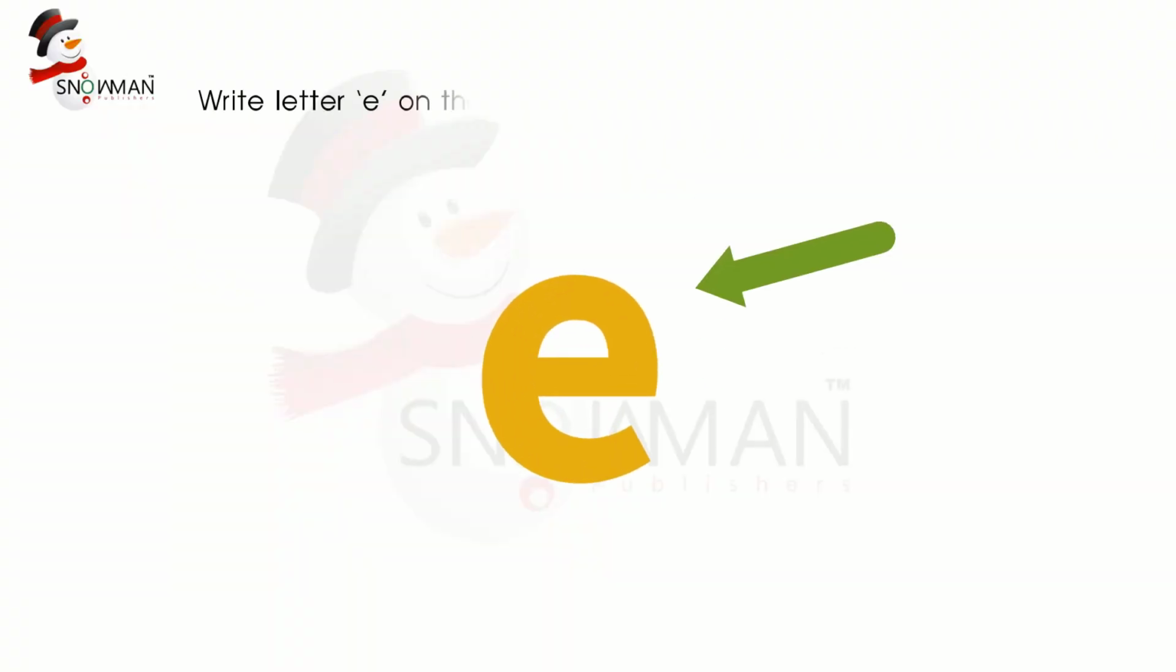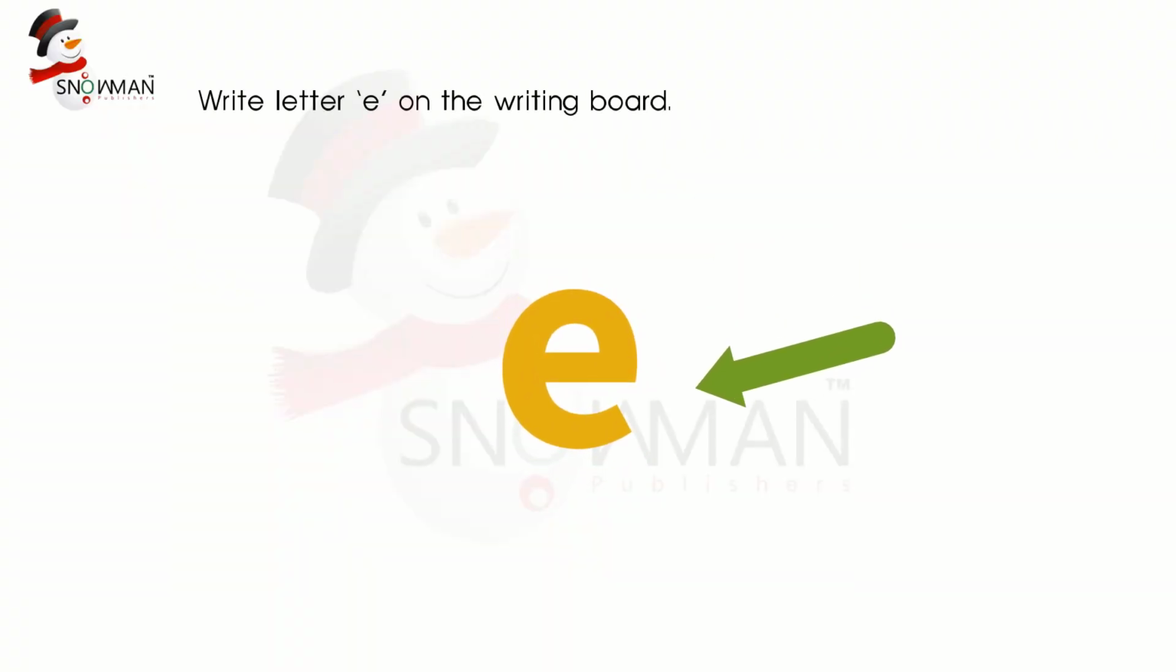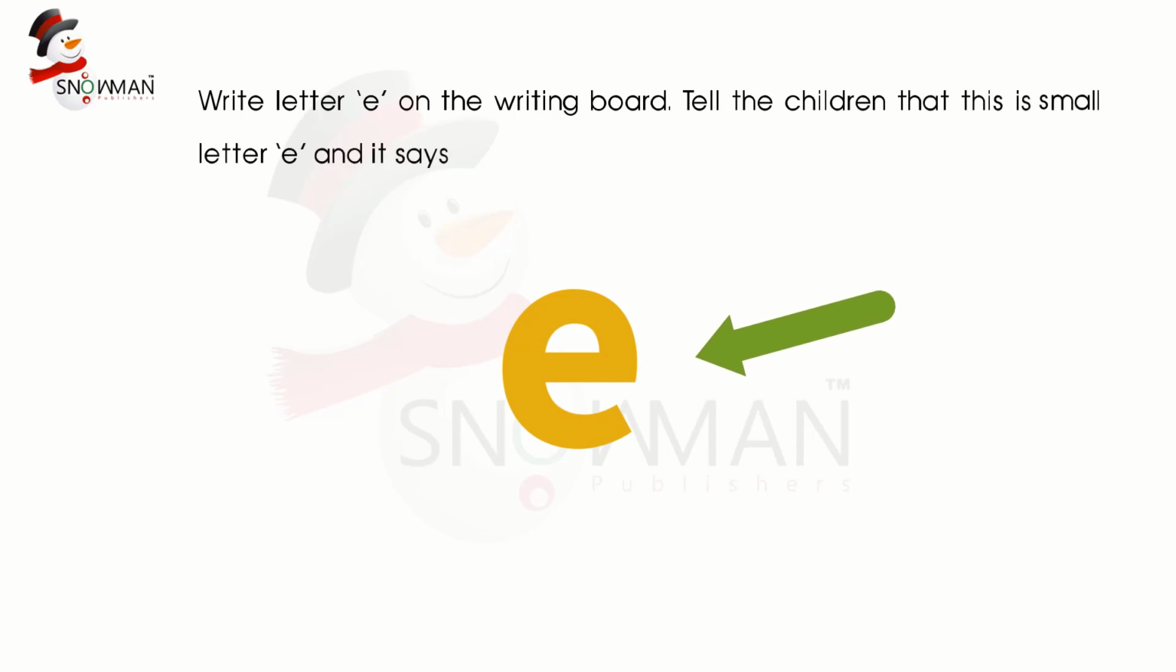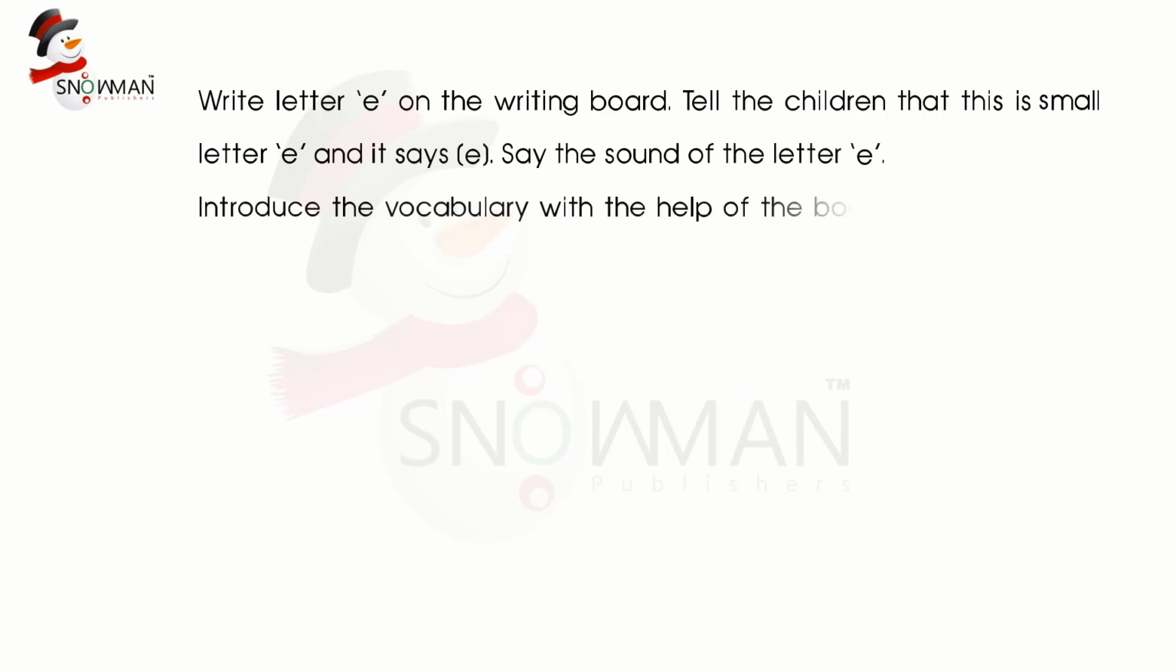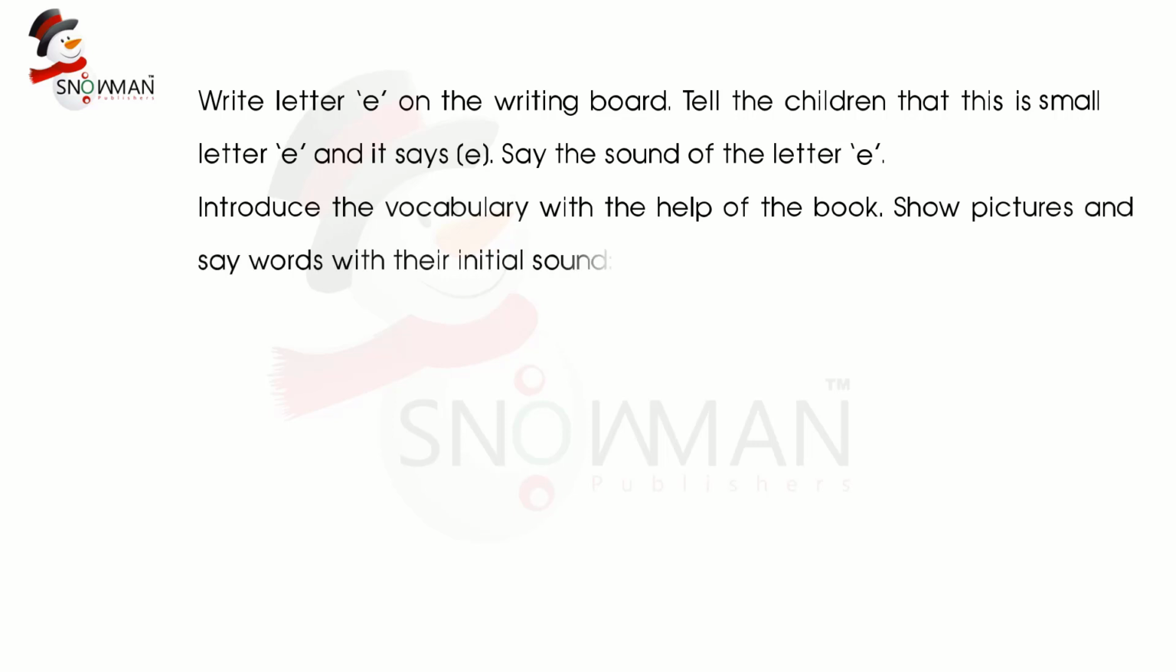Write the letter E on the writing board. Tell the children that this is small letter E and it says E. Say the sound of the letter E. Introduce the vocabulary with the help of the book. Show pictures and say words with their initial sound.